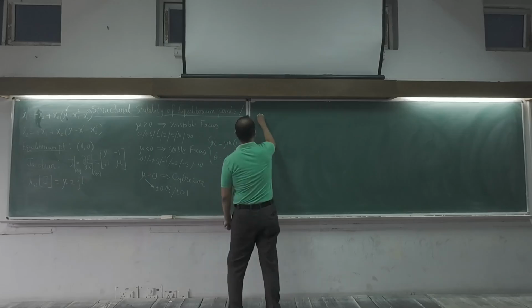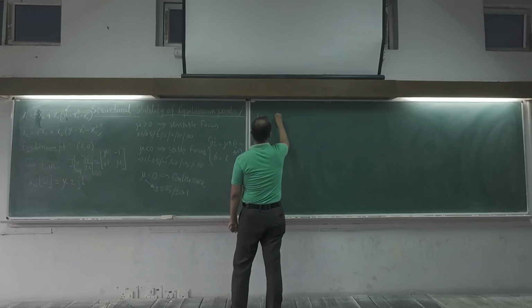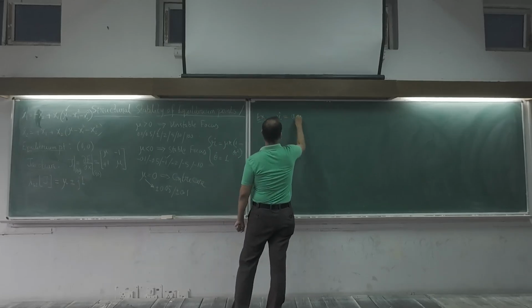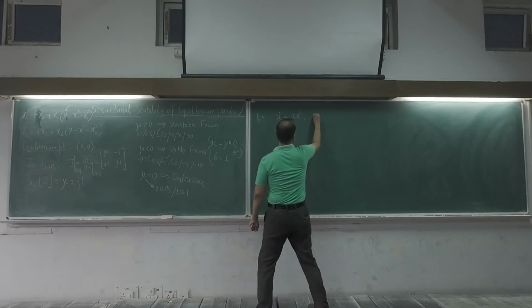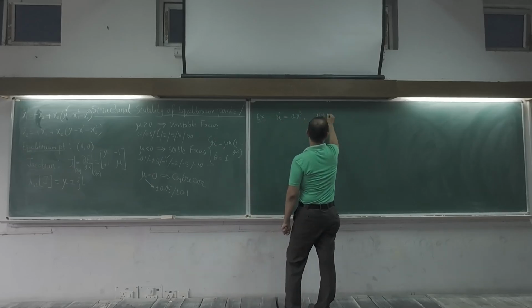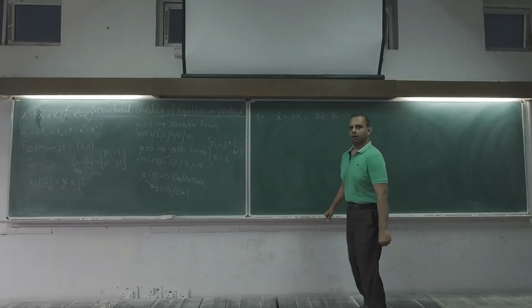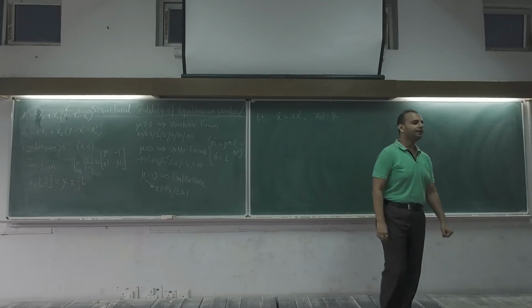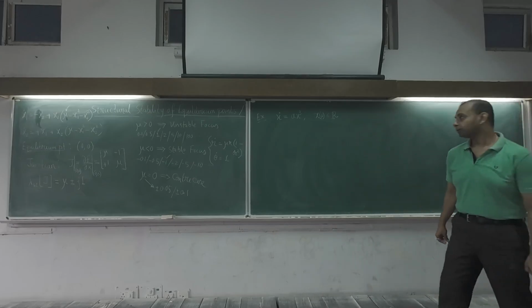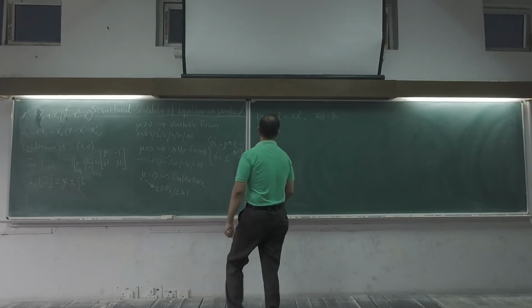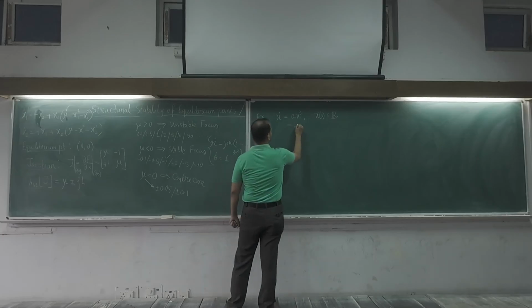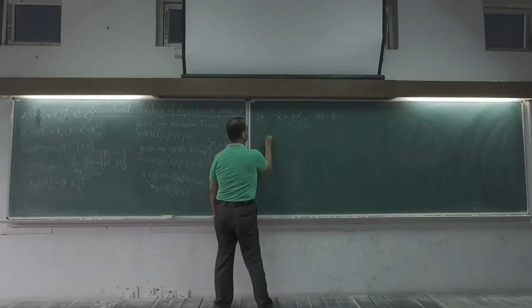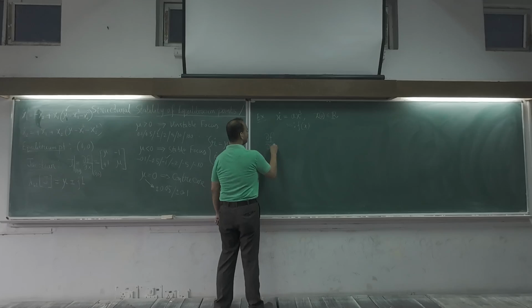Another example, suppose you have x dot equals a x cubed, x0 belongs to R. First you analyze the stability of this system by the linearization method. What will happen? This is suppose f(x). So what is your del f by del x?